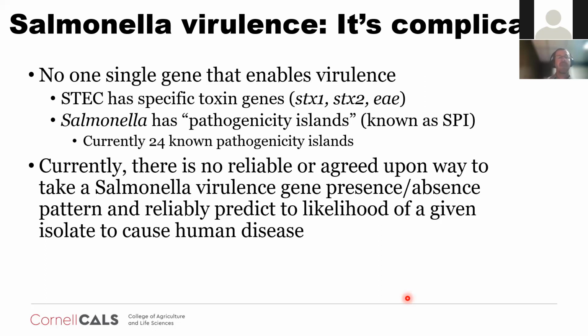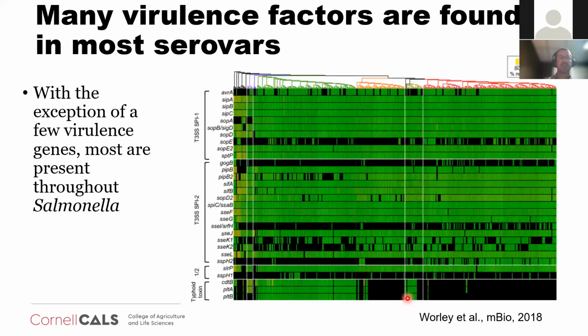With Salmonella, we have 24 currently known Salmonella pathogenicity islands, known as SPIs. And each pathogenicity island typically has a number of different virulence genes. So with this tremendous diversity, there's no reliable or agreed upon way to take Salmonella virulence gene presence-absence data from, let's say, whole genome sequencing and say this Salmonella is going to cause human disease and this one is not. It's a lot more complicated than that. So we don't have an easy prediction based on virulence genes.